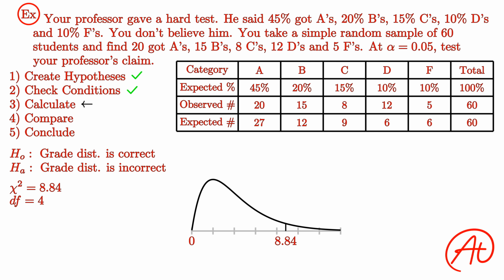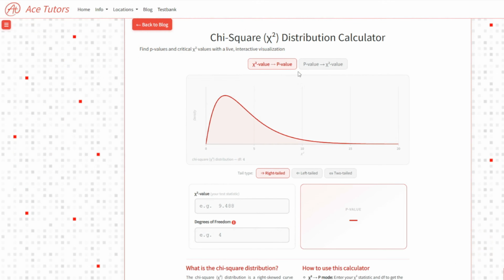statistic to the tail. But one thing to note is that because chi-square is always positive, we're almost always going to do a right-tailed test. So we need to find the area from our test statistic to the right tail. To do that, we'll use this calculator that's on our website. I'll put a link here and in the description if you want to check it out.